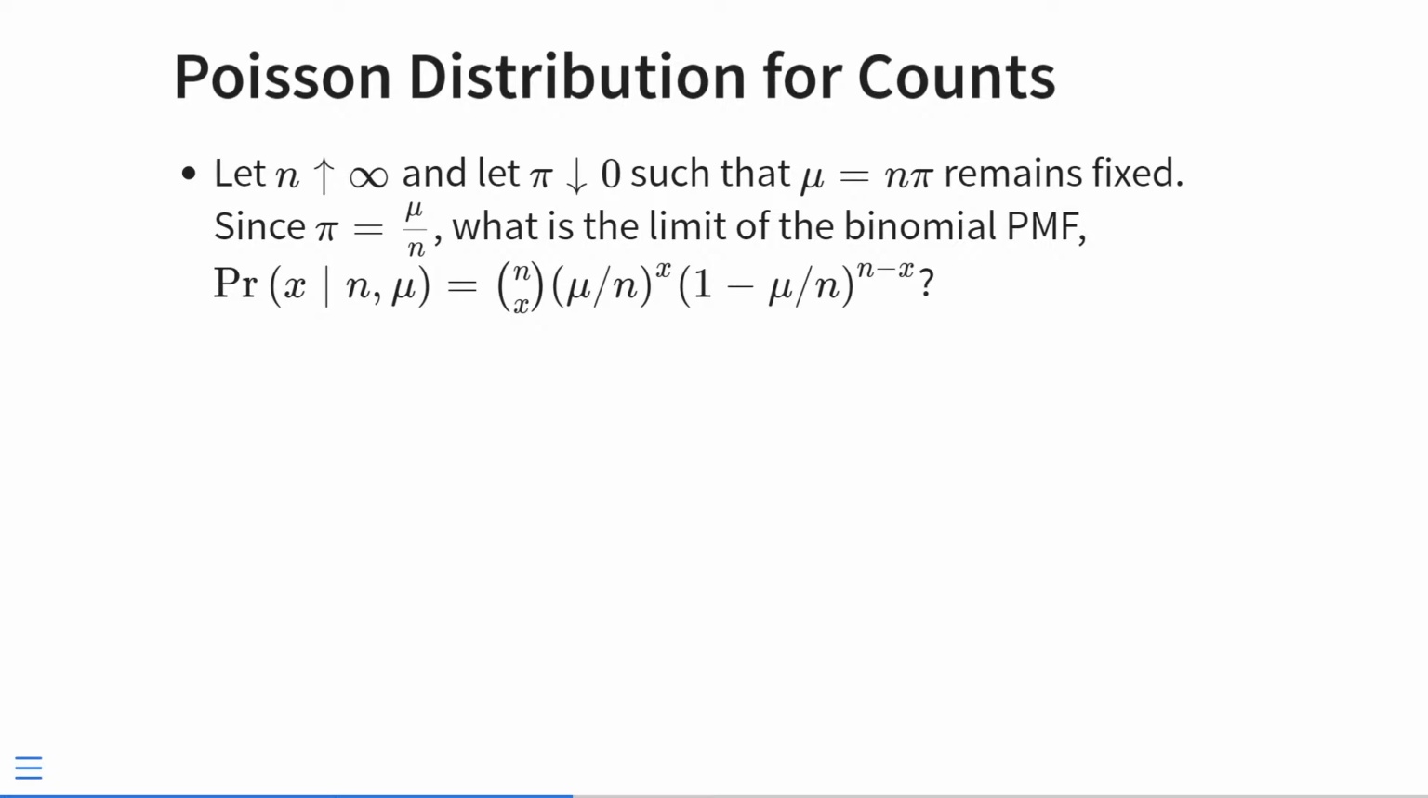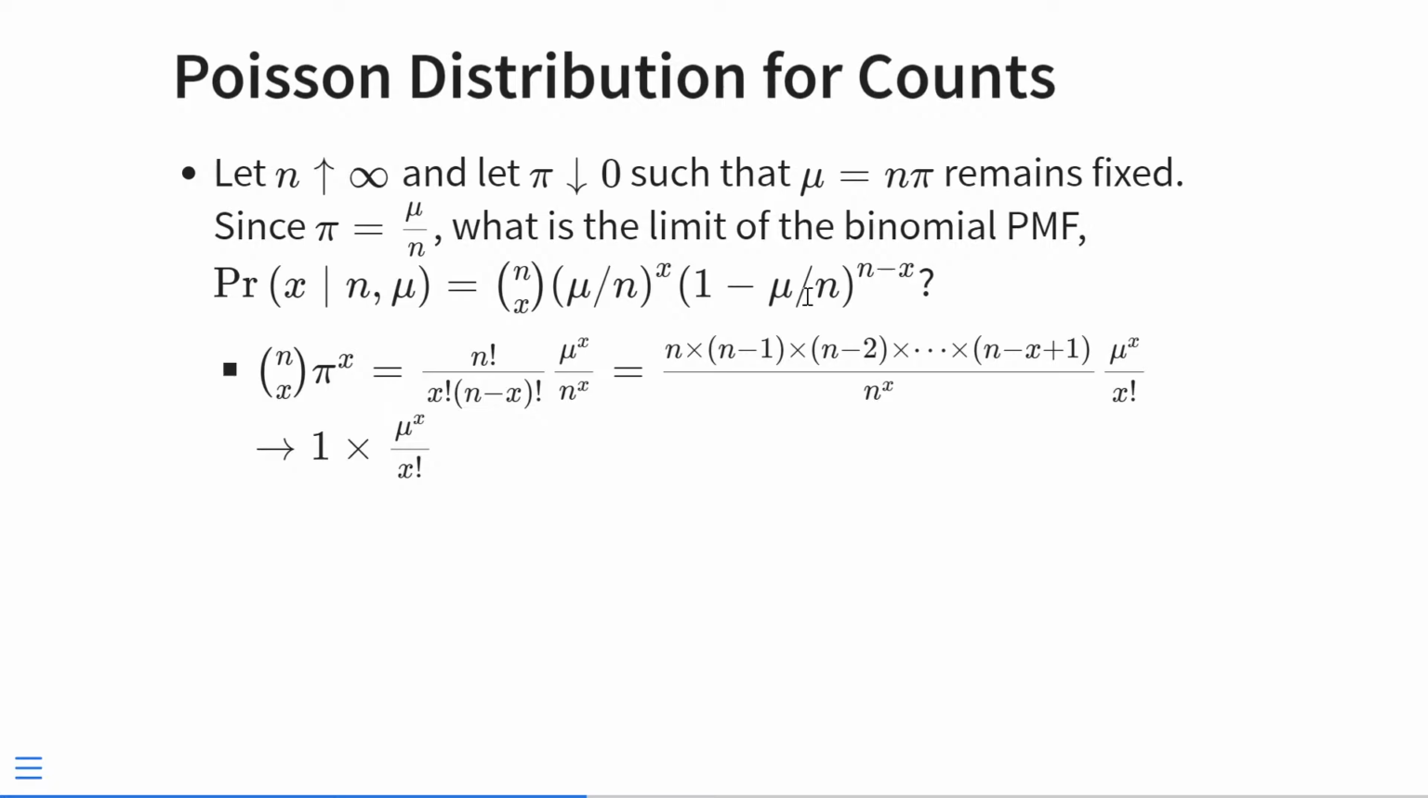And if that's the case, then pi is going to be mu divided by n. So that's getting small as n gets large. And then the question Poisson asked was, what is the limit of the binomial PMF, replacing pi with mu over n under those assumptions? I'll just quickly walk through this. It's not super important for a class like 5065 to know these derivations, but I'll put one up so you can get a sense of how this came about.